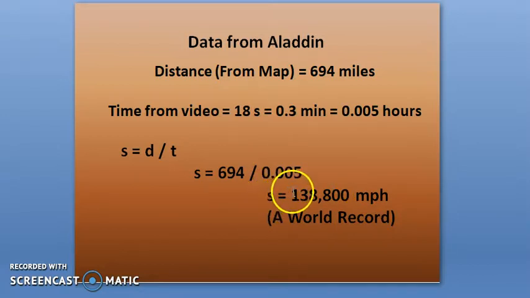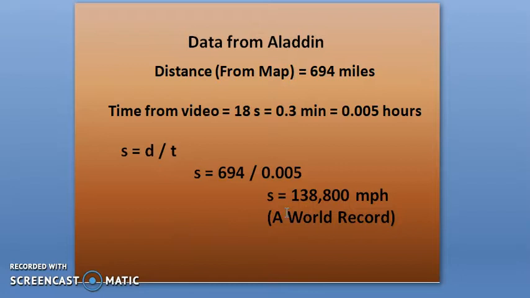Believe it or not, Aladdin and Jasmine went 138,800 miles per hour. For the record, that's faster than anything has ever gone on Earth. 138,800 miles per hour. That is definitely a world record. Definitely for a whole new world, you get it? Ha ha ha, that's a joke. It's okay to laugh.